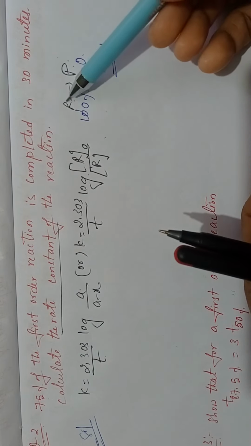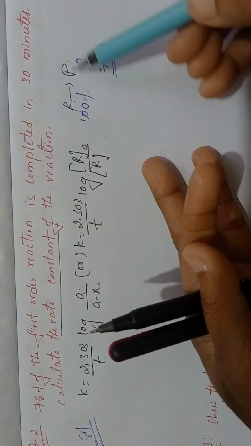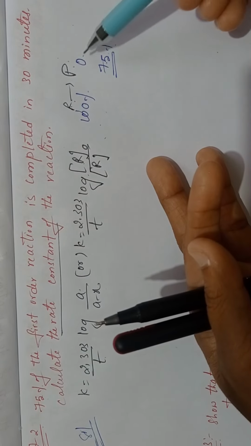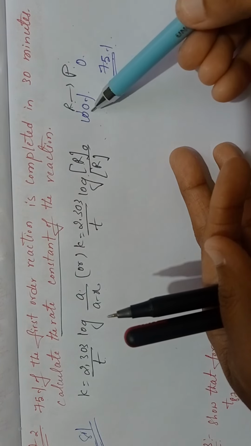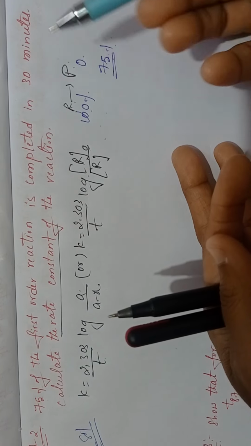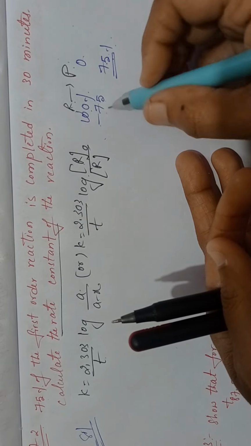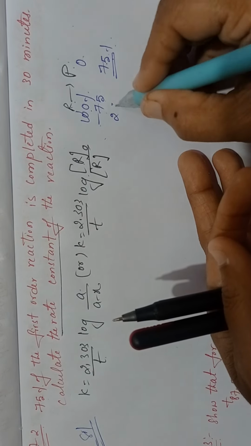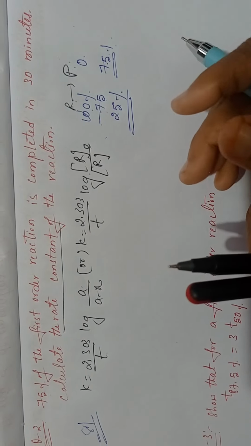So that means how much reactant is decreased, students? Because the reactant concentration decreases, the product concentration increases. So it increases from 0 to 75%. How much has the reactant concentration decreased, students? So what you have to do is 100 minus 75. You will get how much? 25%. Are you clear this one?